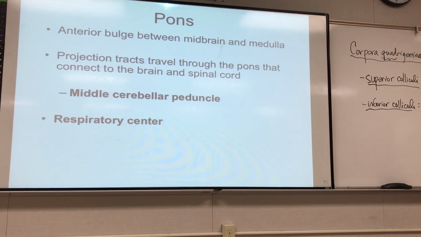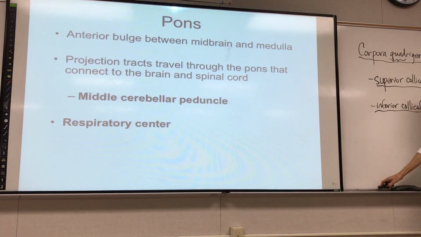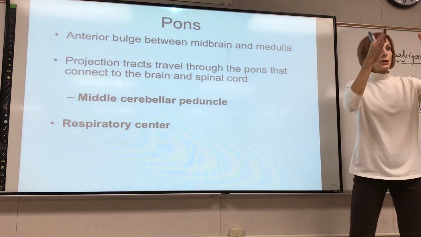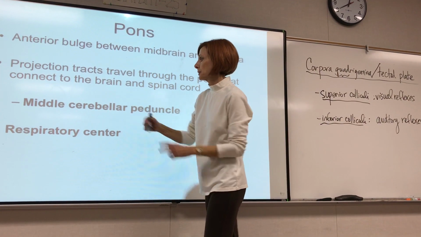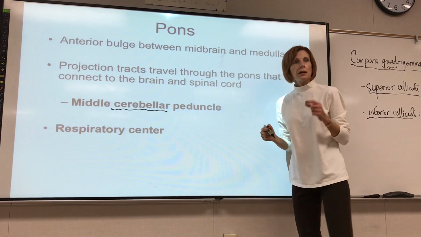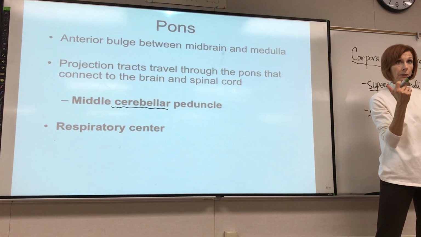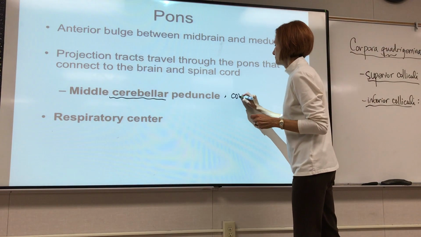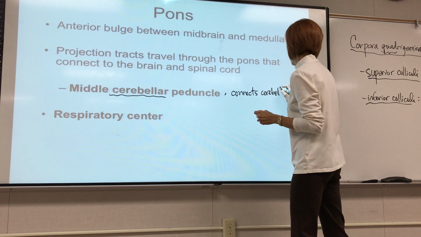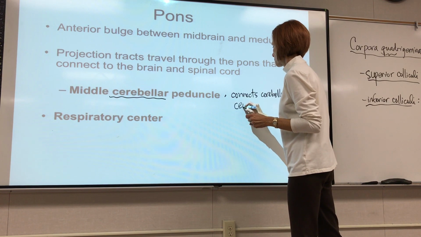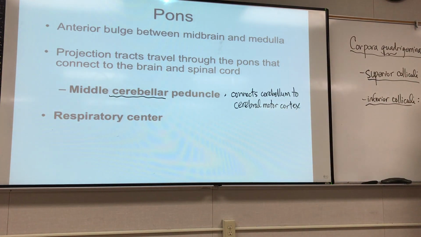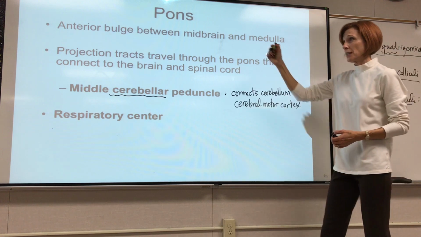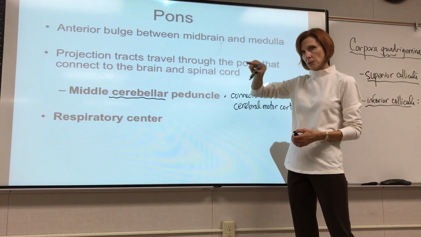Okay, so the next area is called the pons. The pons is that big anterior bulge. And just two things I would like you to know about the pons. Again, projection tracts are going to be traveling through here, connecting different areas. One of the tracts is called the middle cerebellar peduncle. Notice this is not cerebral, it's cerebellar. If you look at a diagram, you'll see that the cerebellum is right behind the pons. This is a tract that connects the cerebellum to the cerebral motor cortex. Okay, and we'll come back to that later. We'll talk about what these neurons do. It just happens to pass through the pons on its way to the cerebellum.